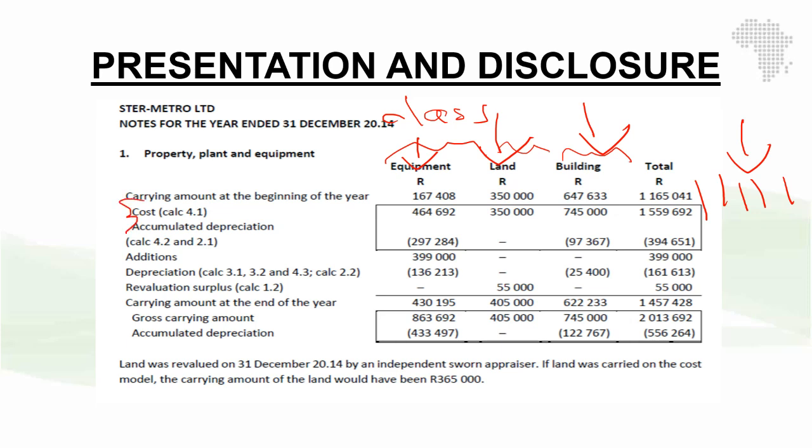Then you will see your opening balance. You split between cost. So what was the cost of all of my equipment? And what was the accumulated depreciation for all of my equipment? Okay, once again, like I said, if you're asked to disclose, make sure that the amounts are in the notes. Because when we mark, I start from here. I see, okay, you've got accumulated depreciation of 297,284. Where can I get that figure? Then you need to show me in a calculation.